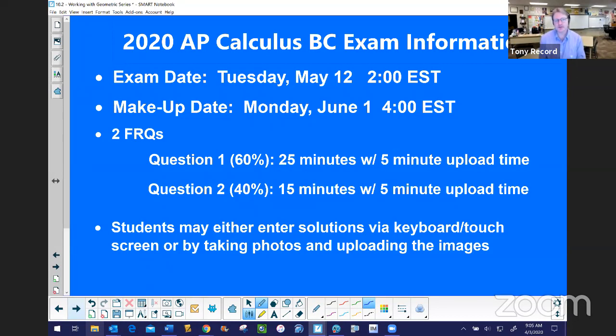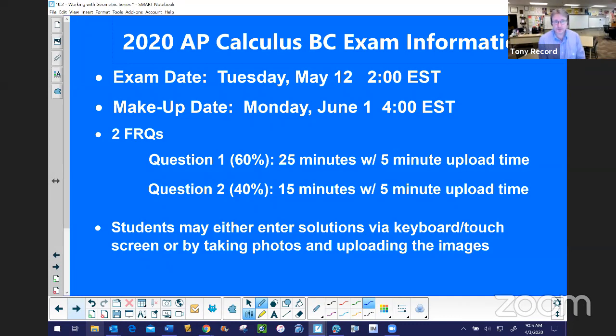But we highly encourage you to be ready to take that one on May 12th in case there's some technical glitch, an issue, internet goes out, power goes out, so that you have that backup date for June 1st. The two tests would be obviously a little different. The questions would be different, of course.